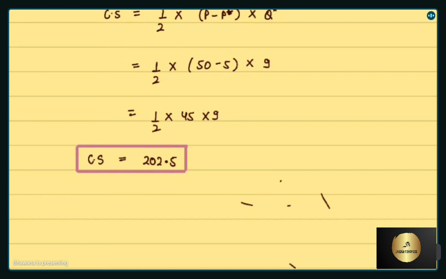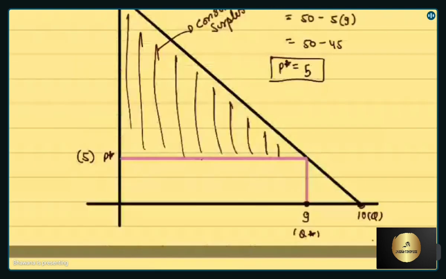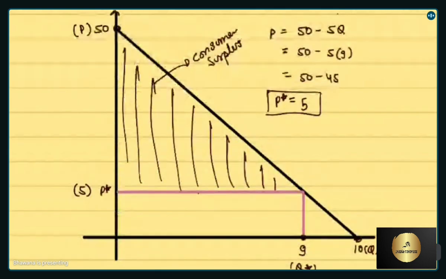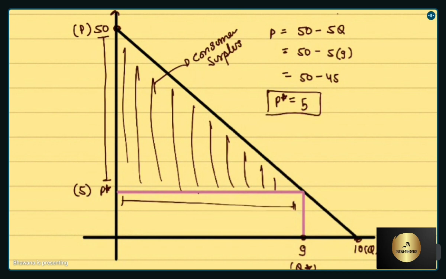So in case of a linear demand function, it is very easy to find the consumer surplus. You just need to find the area of this particular triangle. For that you just need to take this difference and multiply it with the number of quantity you want to consume, and then multiply by 1 by 2, because the area of a triangle is 1 by 2 base into height. This is your base, this is your height. Okay, so this is it. I hope this was clear to you.